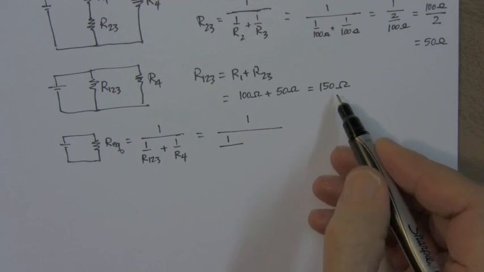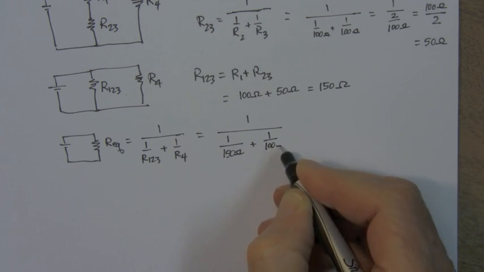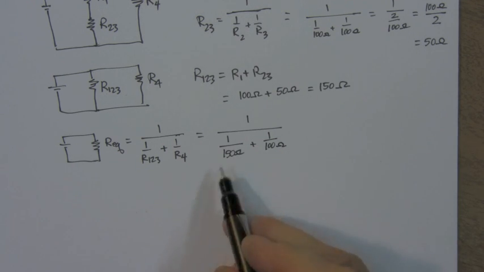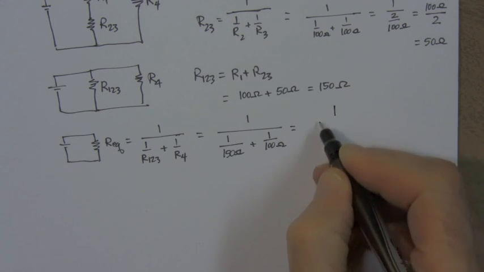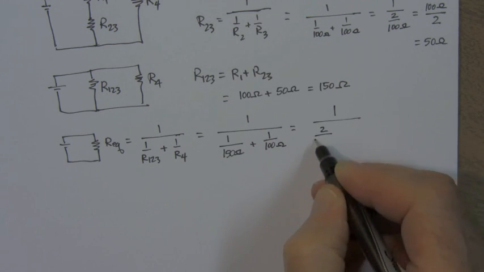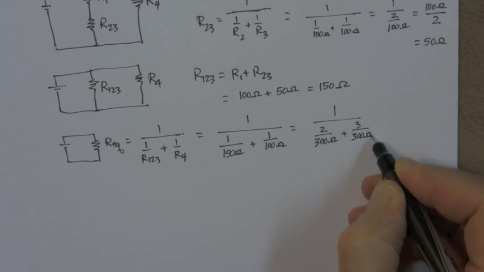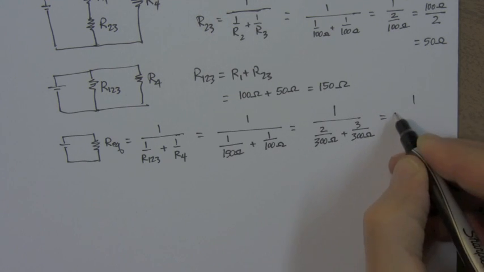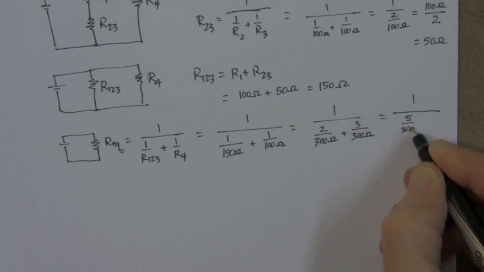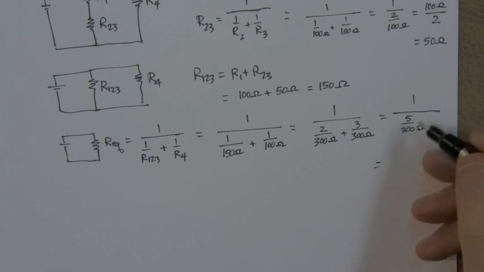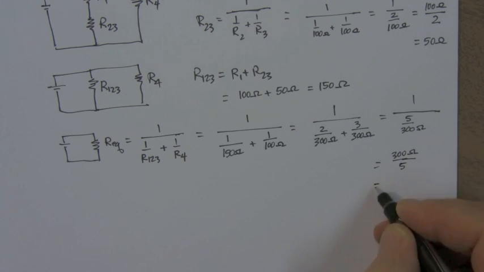And the equivalent resistance is 1 divided by 1 over R123, 150 ohms, plus 1 over R4, which is 100 ohms. We could multiply this by 2 over 2 to get 100ths and 3 over 3. So this is equivalent to 2 over 300 ohms plus 3 over 300 ohms. Now we can combine these two. I get 1 over 5 over 300. So the answer here is the reverse of that. This is 300 ohms over 5, or 60 ohms.